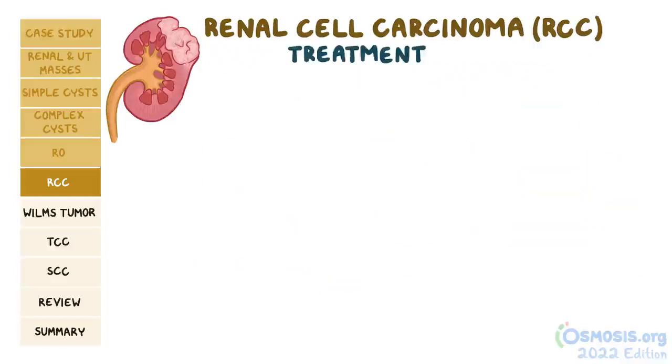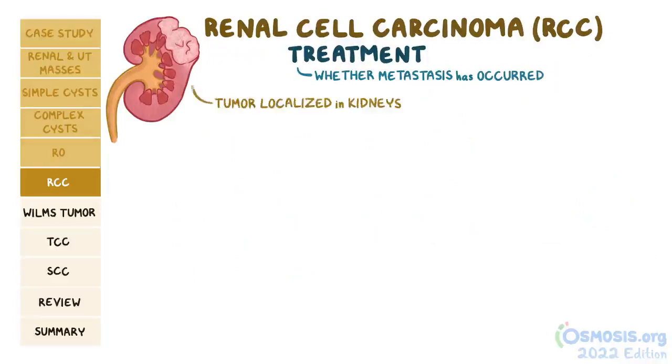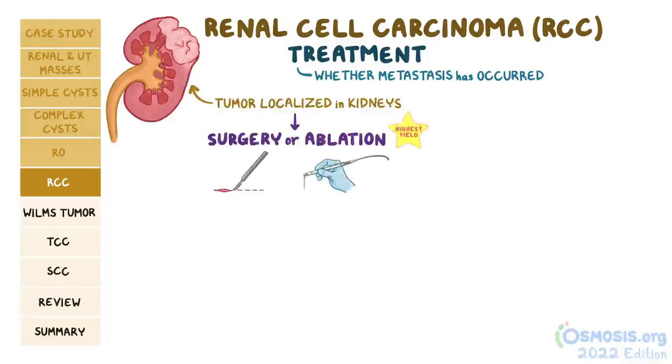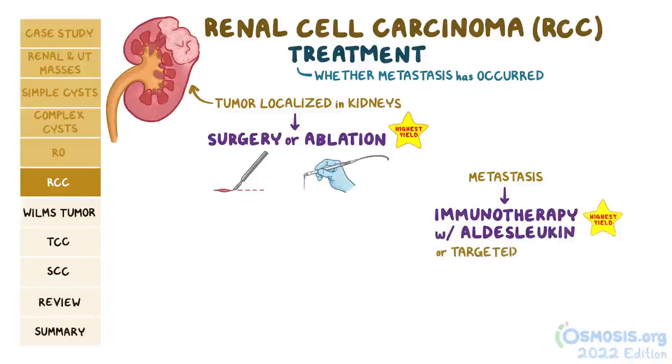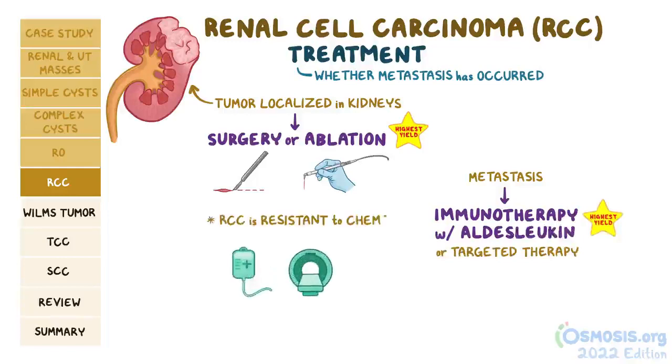Now, treatment of RCC mostly depends on whether metastasis has occurred. If the tumor is strictly localized in the kidneys, then surgery or ablation of the tumor can be done. If there's metastasis, however, then immunotherapy with aldesleukin or targeted therapy can be done in selected cases. But, unfortunately, RCC is resistant to chemo and radiation therapy.